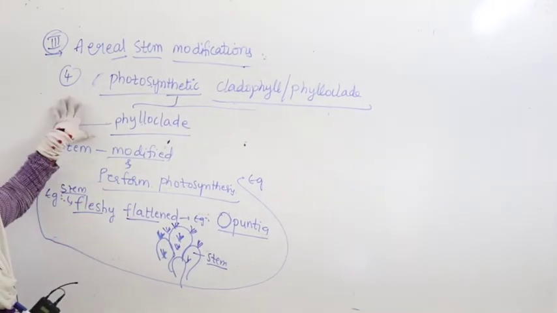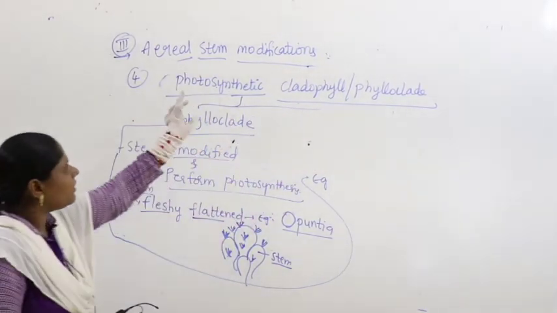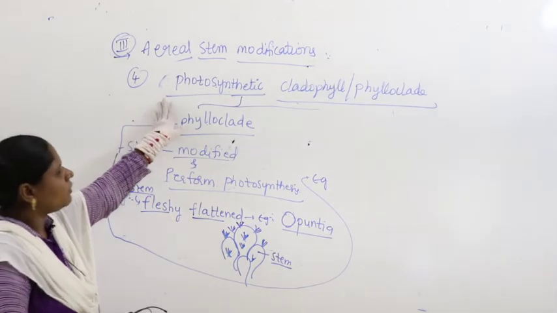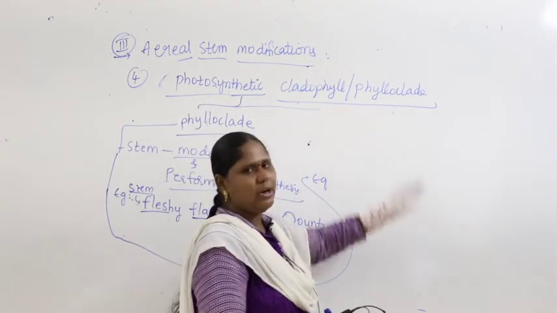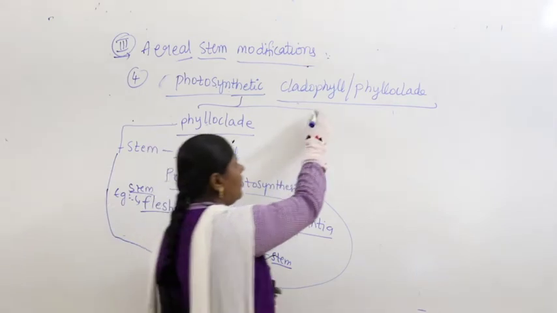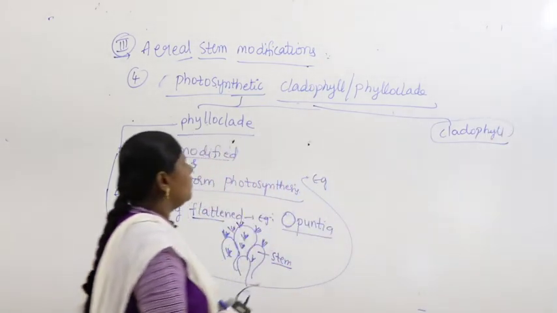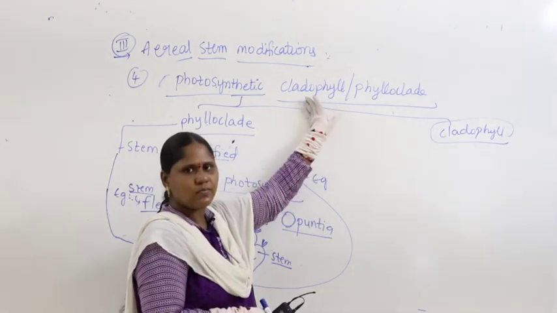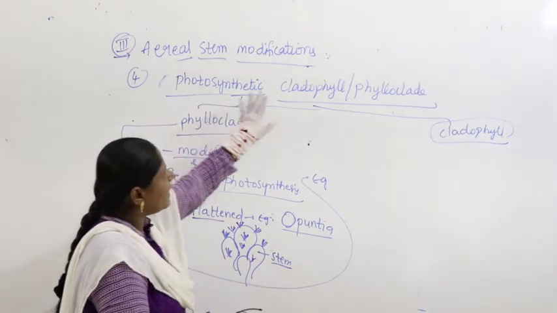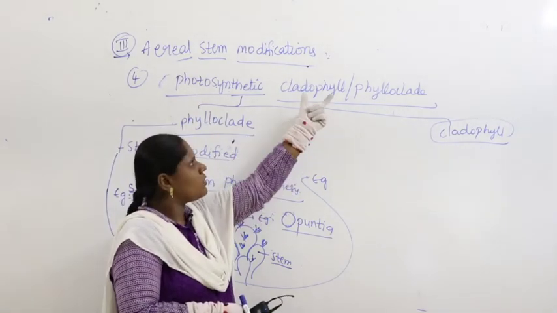So let us talk about the fourth one. What is the fourth one? We have photosynthetic cladophyll or phylloclade. So here when we write photosynthetic, you automatically understand it's a modification of the stem. It undergoes photosynthesis. So let us talk about phylloclade and also let us talk about cladophyll. We find a small difference in both cases. In both you find photosynthetic stem, no doubt. That's why we call photosynthetic cladophyll or phylloclade, these two with a small difference.